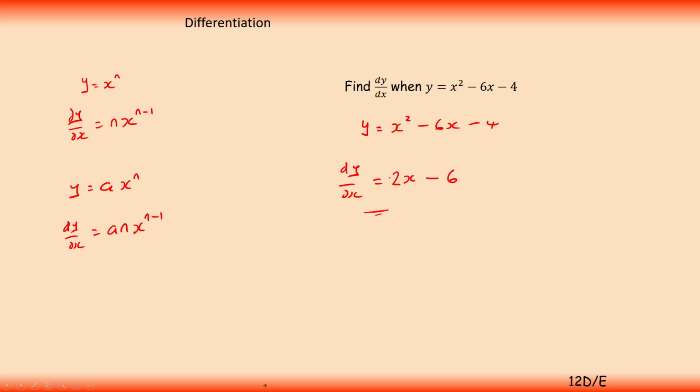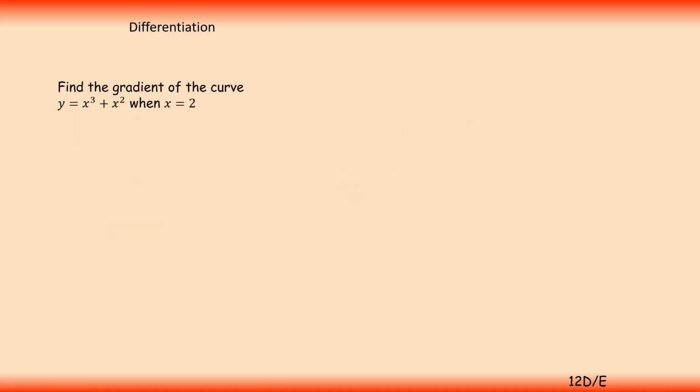Copy the example down. When you're ready, hit play again, and we look at another example. In this example, it says find the gradient of the curve y equals x cubed plus x squared when x equals 2. So I think I'll do this over here. We've got y equals x cubed plus x squared. So term by term differentiation gives us, take the power, 3x to the power of 2, subtract 1, plus 2x.